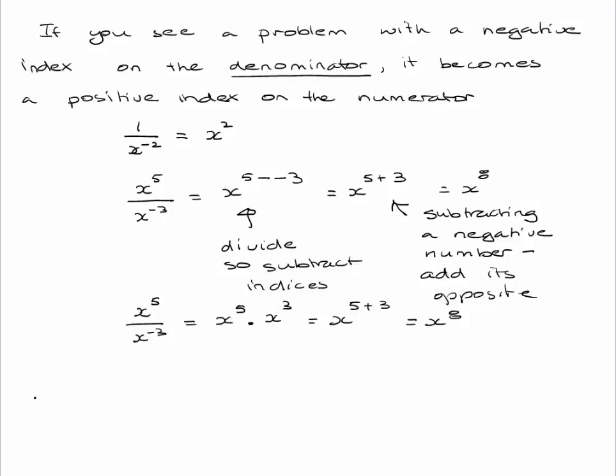Let's have a look at what happens when we have negative indices in the numerator and the denominator. So x to the negative 2 over x to the negative 3. Well, x to the negative 2 is 1 over x squared, and the x to the negative 3 on the denominator becomes x cubed on the numerator, and so we have x to the power of 3 over x to the power of 2, and effectively what's happened is that they've swapped places.